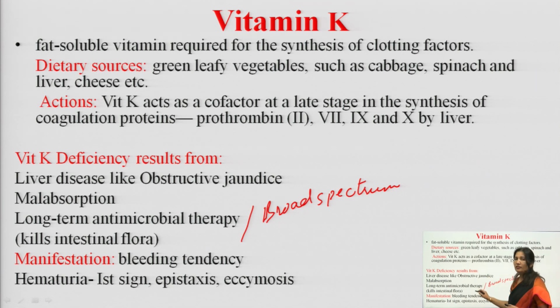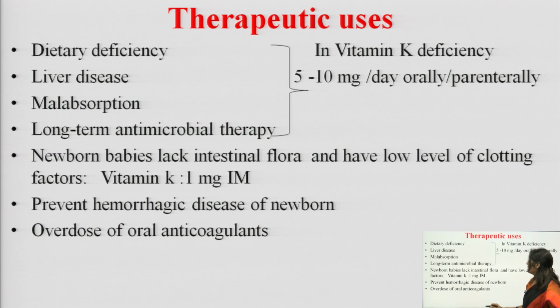Whenever there is vitamin K deficiency, since vitamin K is responsible for coagulation, it will lead to bleeding. In that case, hematuria, that is blood in urine, is the first symptom. Apart from this, epistaxis, that is nosebleed, and ecchymosis, that is bleeding under the skin, may also occur.